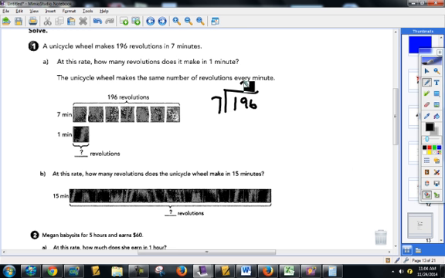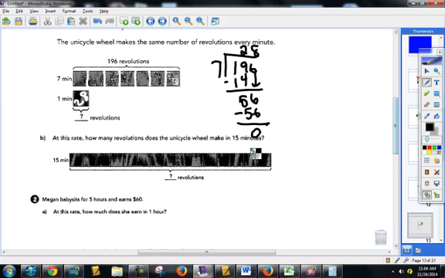It's unit rate. Okay. It's going to be 2 times. Subtract, and I get 5. And then 6. 7 times 8 is 56. And there we go. I know that each one of these is representing 28, so then that would be 28. So it makes 28 revolutions per minute. Okay? And then you want to know how many revolutions it makes in 15 minutes?